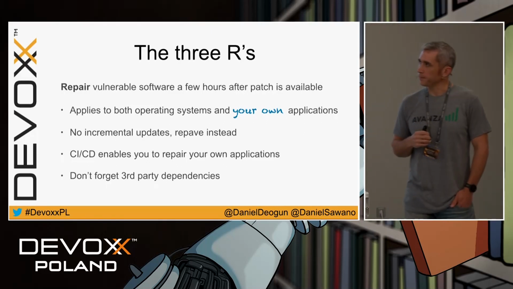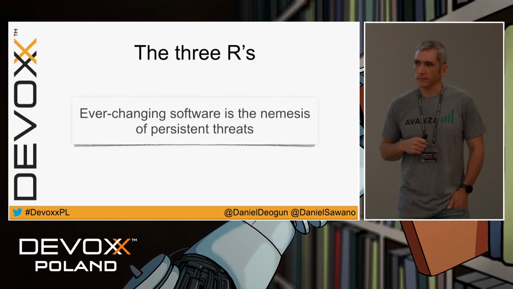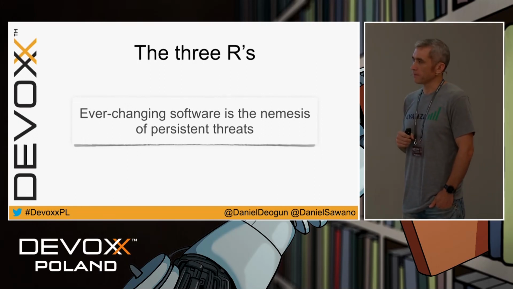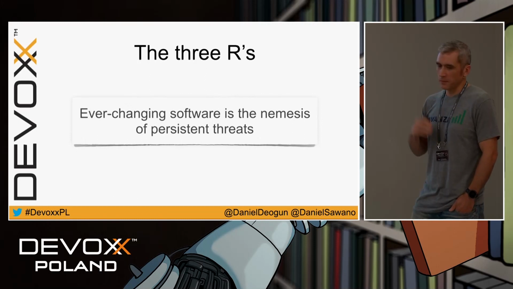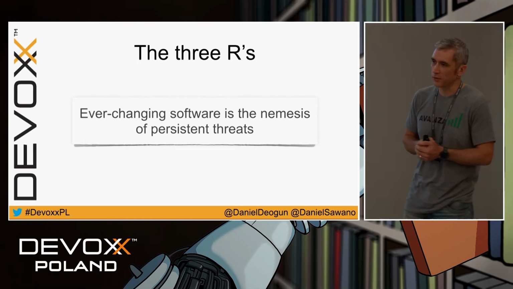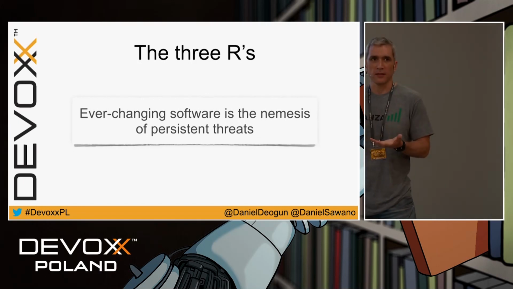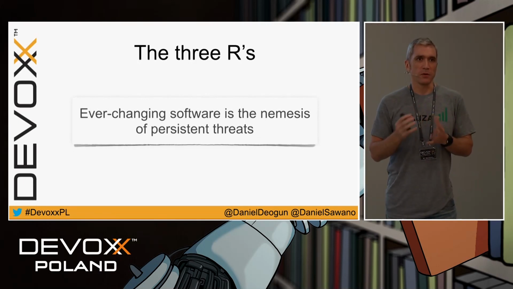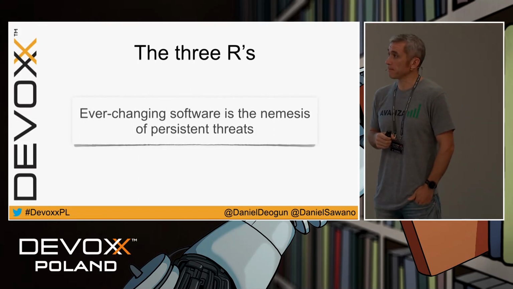So I guess the gist of the 3 R's is really that ever-changing software is the nemesis of persistent threats. And that's so mind-blowing to me, at least, that we need to move all the time in order to reduce the risk of a threat. And again, sometimes this can be the complete opposite of what you're doing today, depending on how you're dealing with enterprise security. So it can be a challenge to make these changes, but we really believe that this will help you deal with threats in a better and more agile way than the traditional approach, if you will. All right.